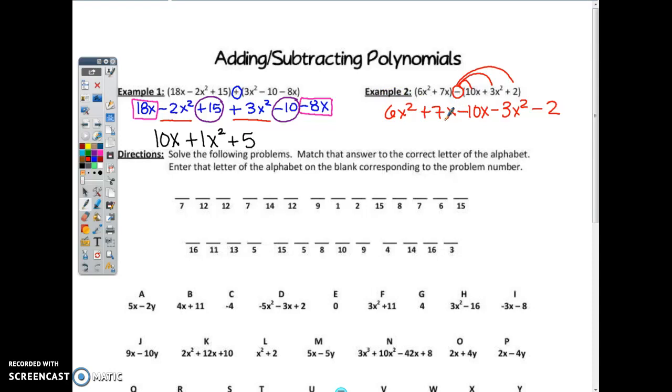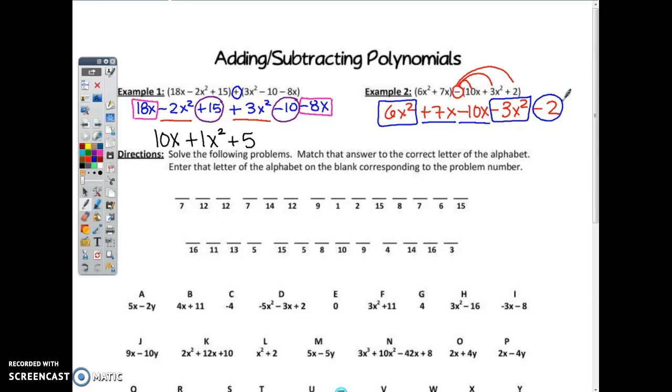So again, we're going to combine like terms, the ones that look alike. So this one goes with this one. You're going to subtract them. This one goes with this one. You're going to subtract them. And this one stays by itself. So find the answer and go check your answer in decimals.